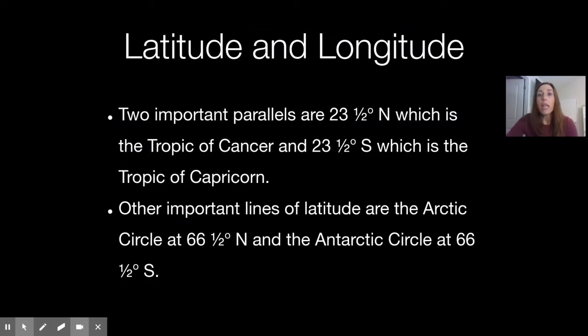Two important parallels are 23.5 degrees north, which is the Tropic of Cancer, and 23.5 degrees south, which is the Tropic of Capricorn. And other important lines of latitude are the Arctic Circle at 66.5 degrees north and the Antarctic Circle at 66.5 degrees south.